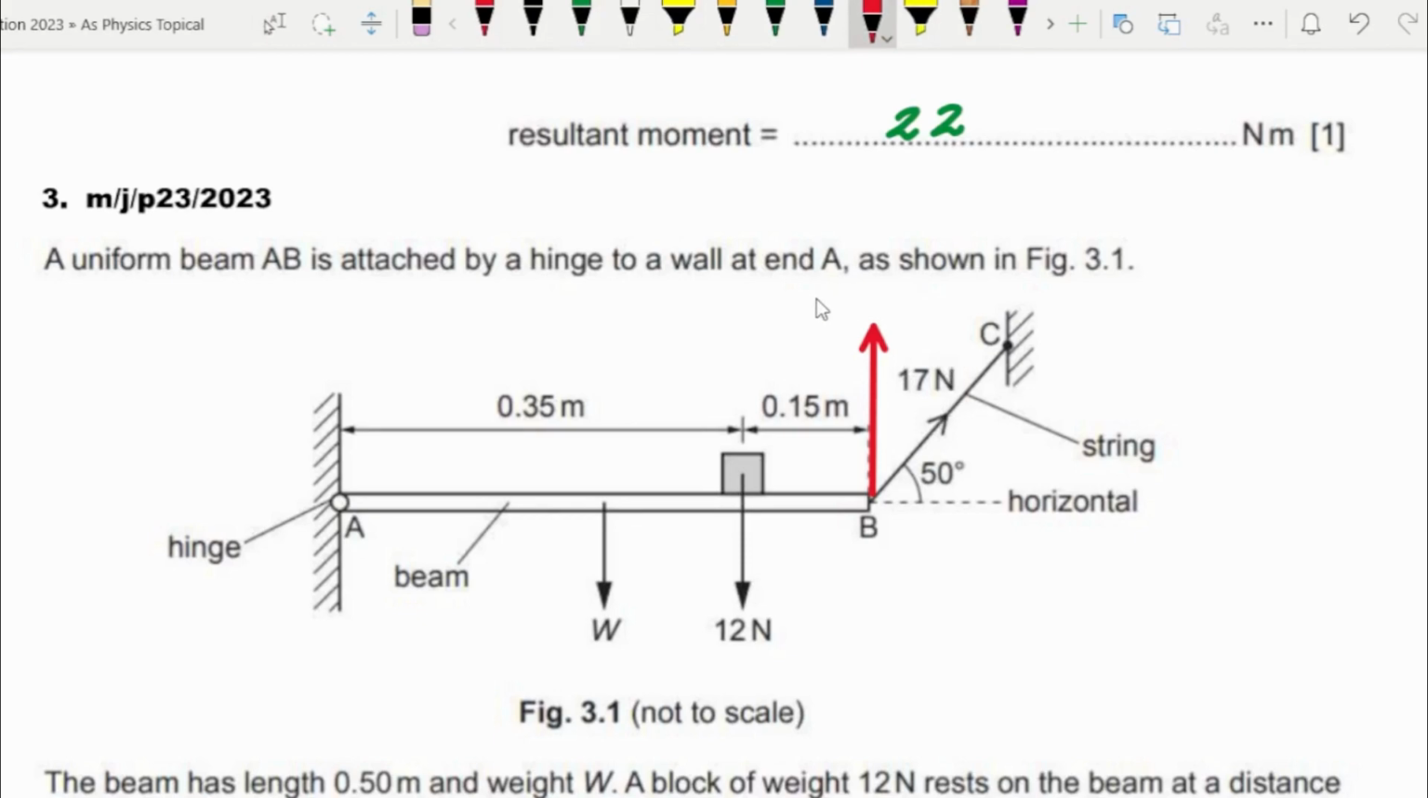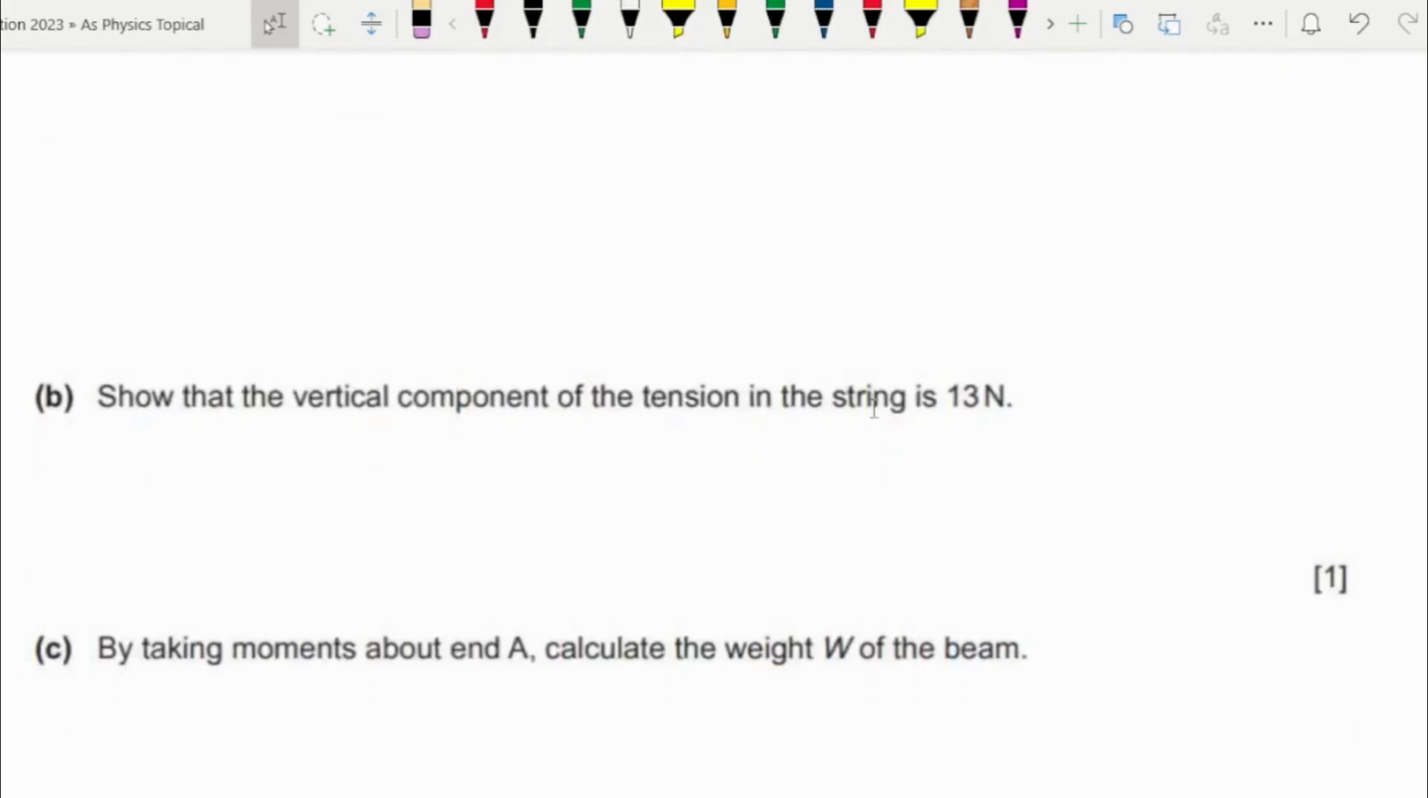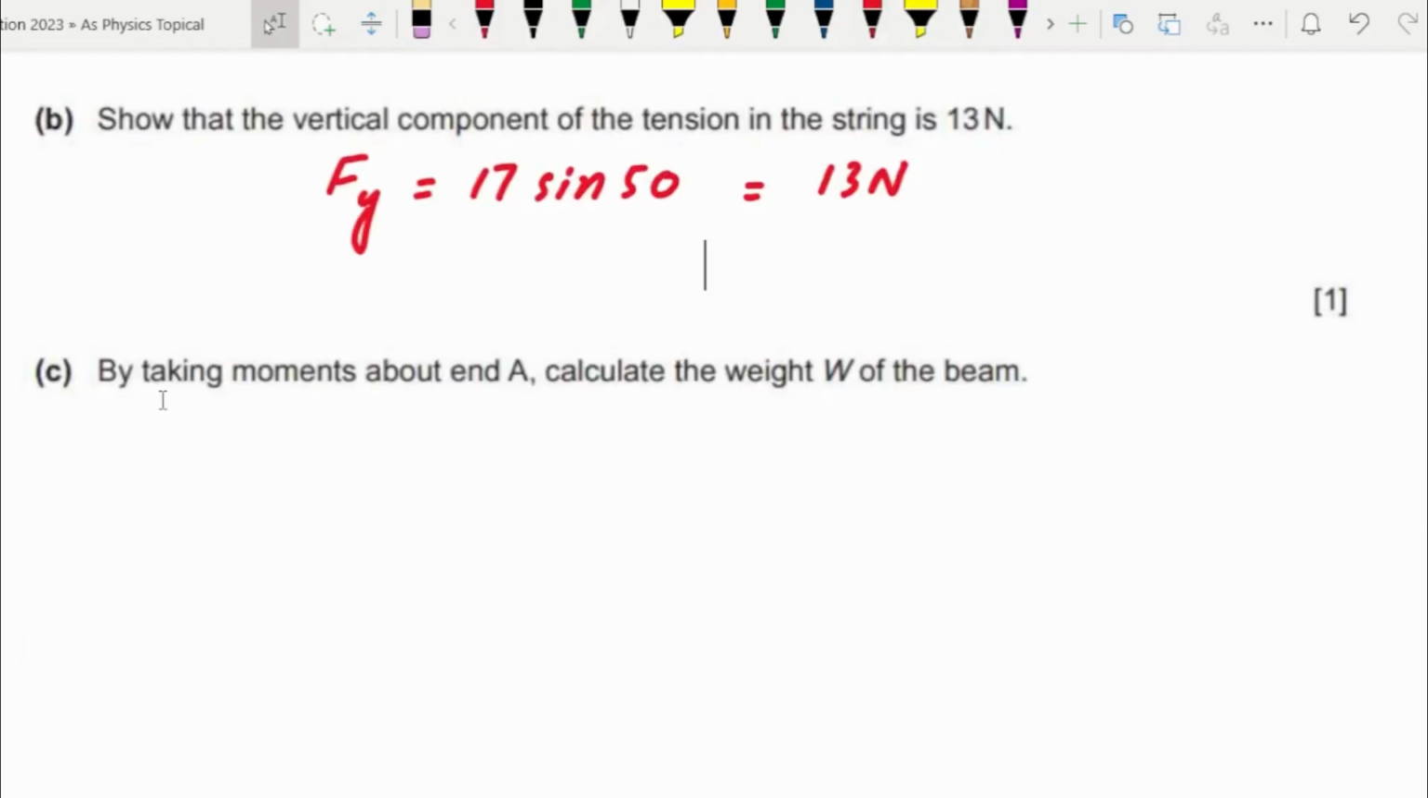So mathematically this would be equal to the force times sine theta, because it is not directly with this 50-degree angle. The horizontal component below would be 70 times cos theta, but this one would be 17 times sine theta. So 17 times sine theta, we can hit it on the calculator. Okay, then we have the next question. By taking moments about the end A, calculate the weight W of the beam.